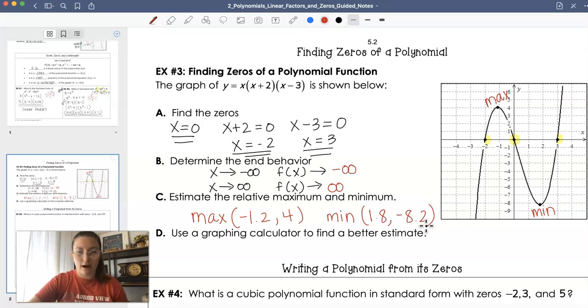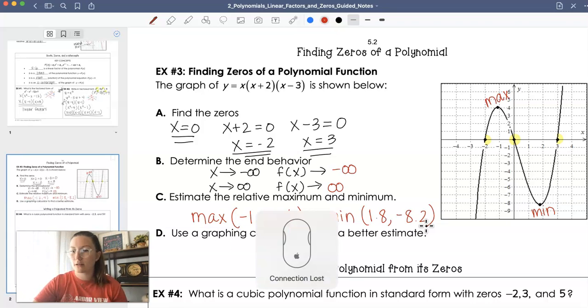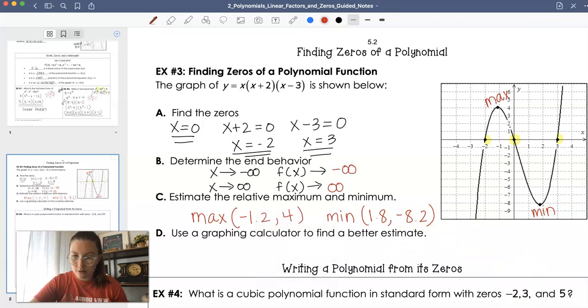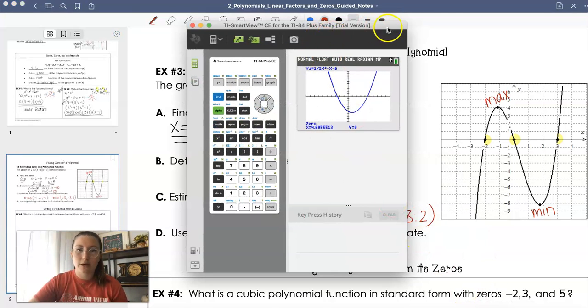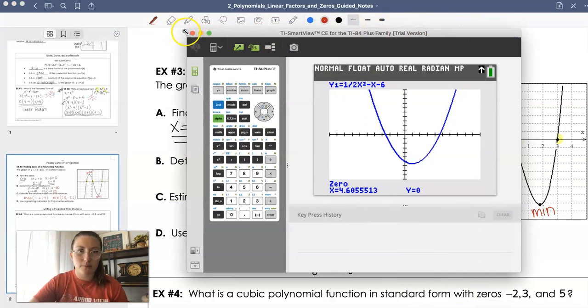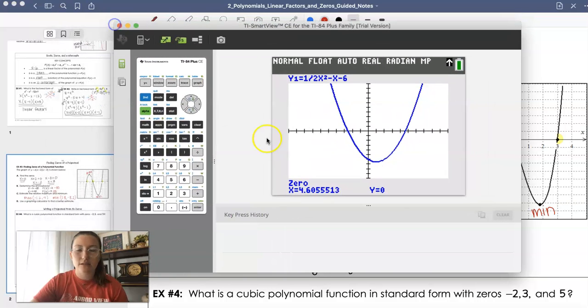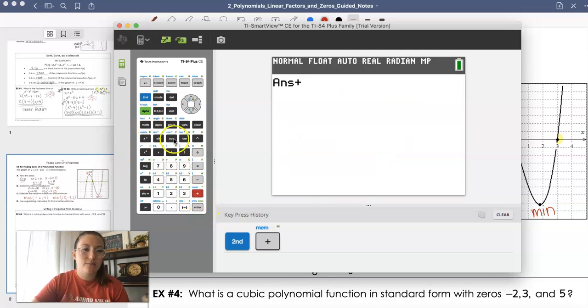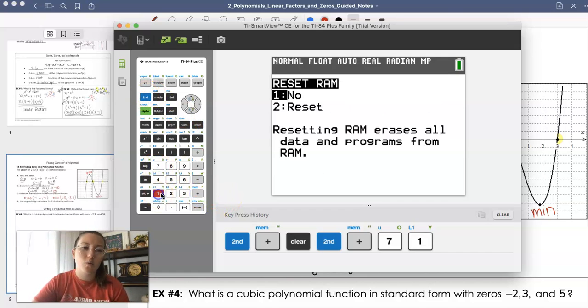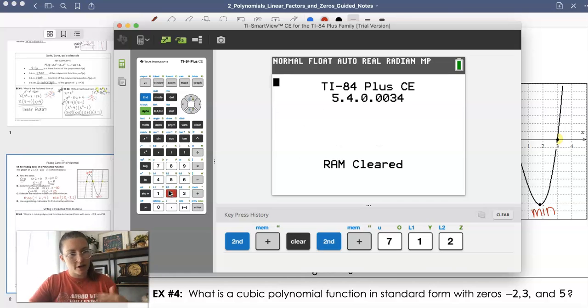So let's grab our graphing calculator. All right, so here's my graphing calculator. I'll make it a little bigger. Remember on our graphing calculator, let's reset it. You go second, memory, or second plus sign, and then 7, 1, 2. It's always going to start you fresh, new page, good to go.